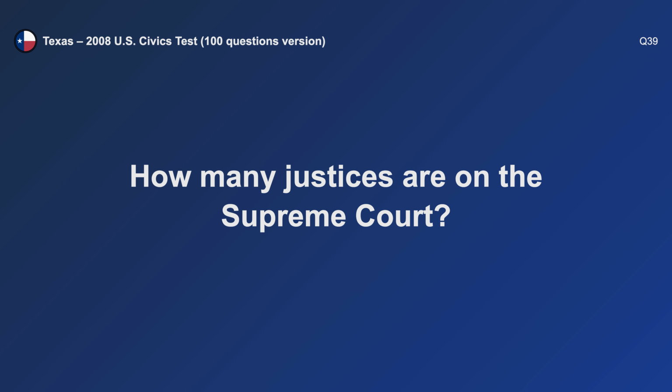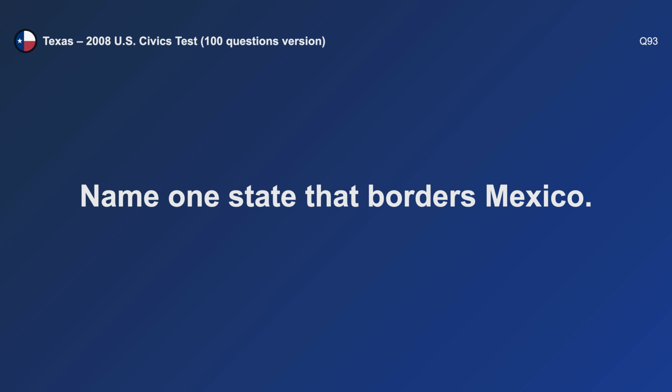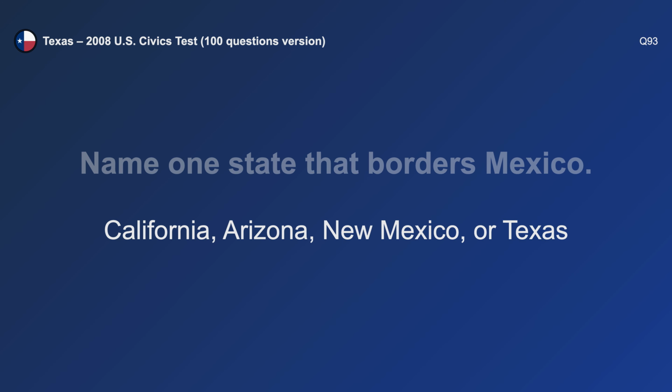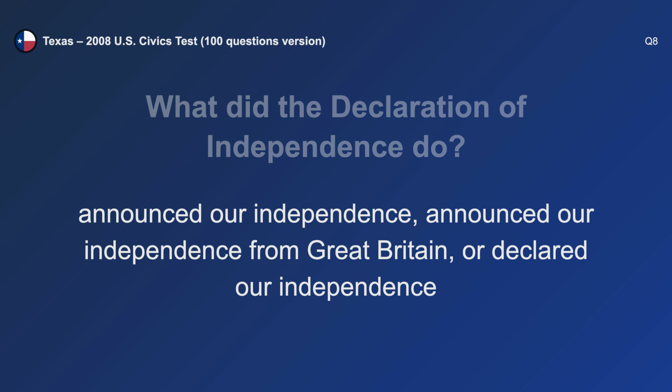Supreme Court? 9. Name one state that borders Mexico. California. What did the Declaration of Independence do? Declared our independence from Great Britain.